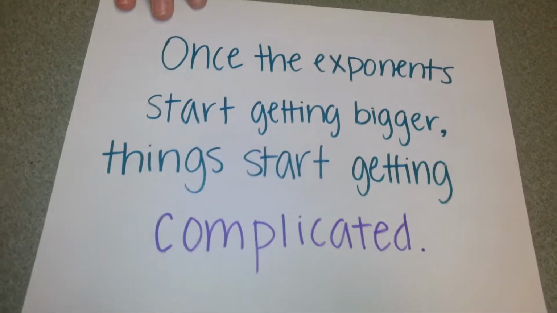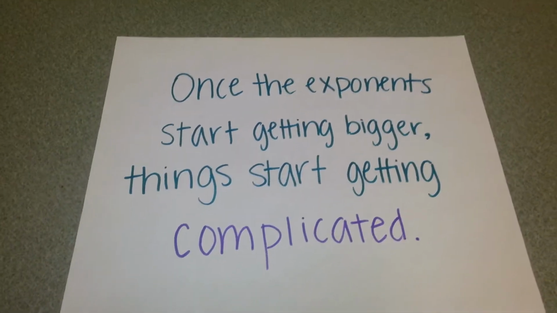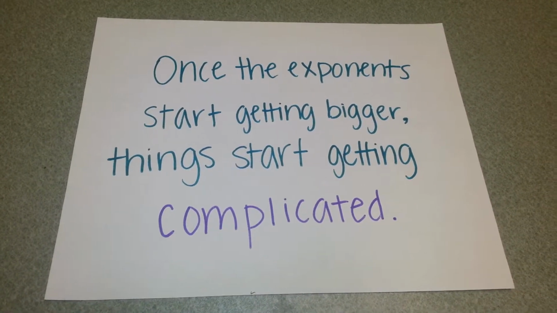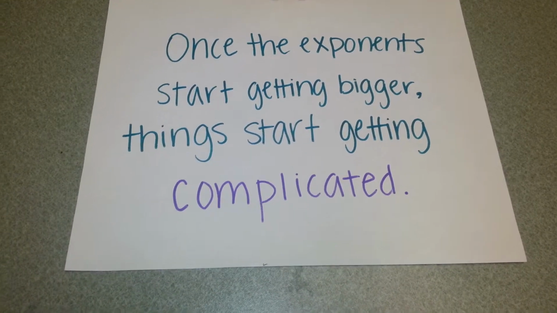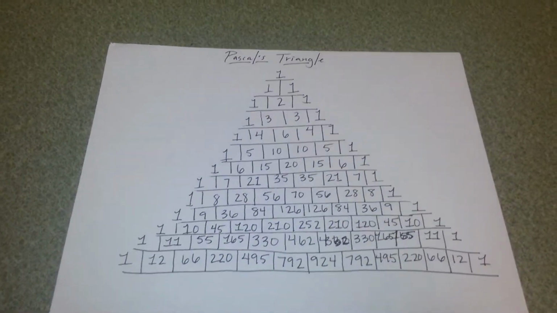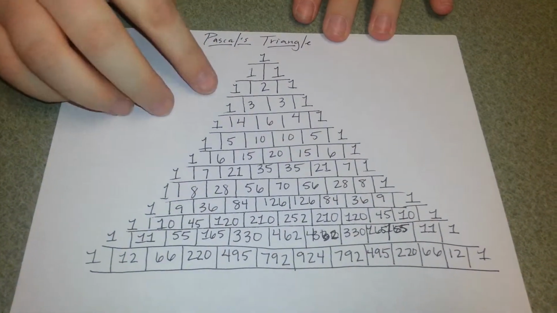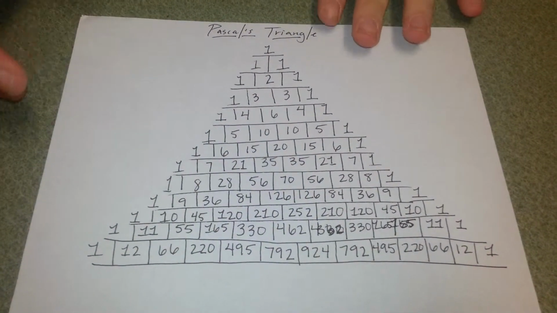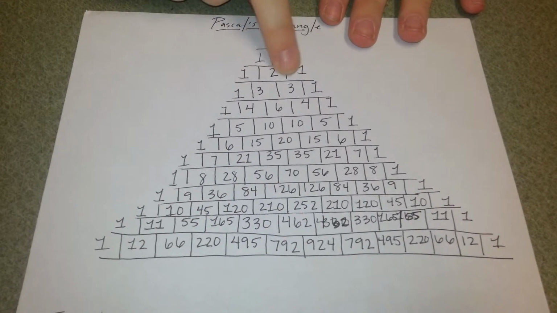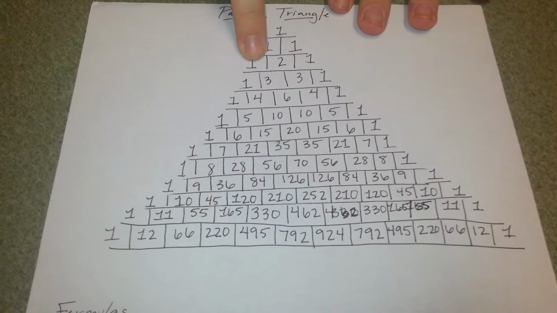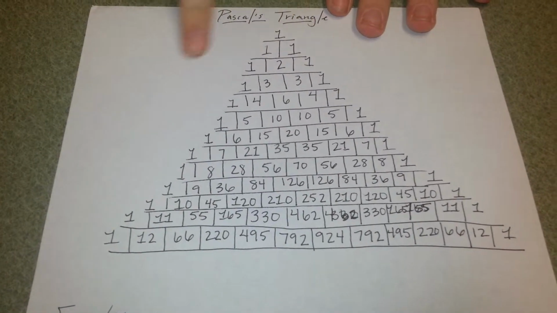answer. Now, when the exponents start getting larger, things start getting complicated. And we have a shortcut for that. This is Pascal's triangle. When you have a binomial and you square it, you use the row with the 2 in it. And you use these as your coefficients for your polynomial, for your terms.